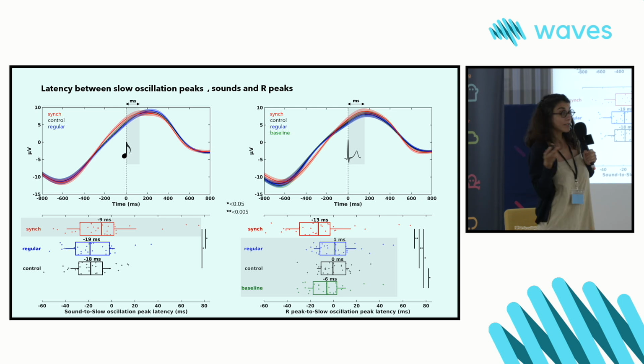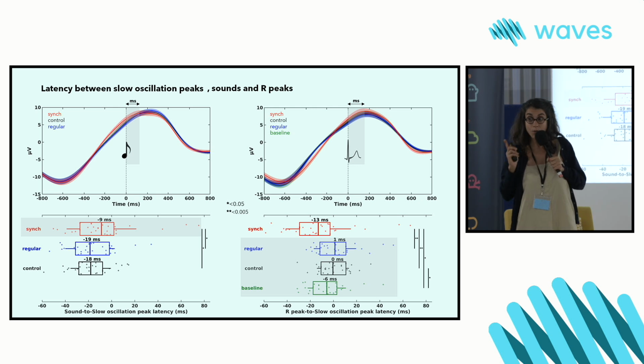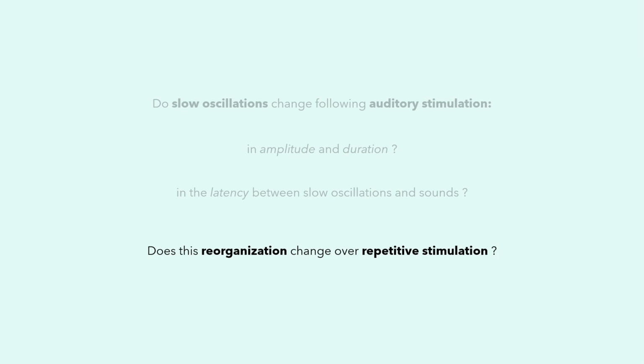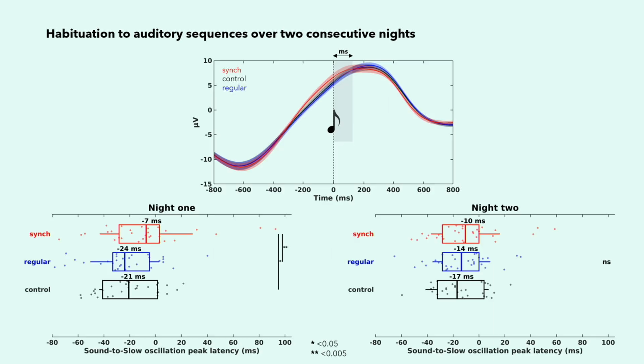Now, with this addressed, in our paradigm, we had the unique opportunity to actually see what happens over the 2 consecutive nights of administration of these sounds in our participants. Does the repetitive stimulation actually modulate differently the slow oscillations? Exactly the same analysis, now separating the slow oscillations in the 2 nights.